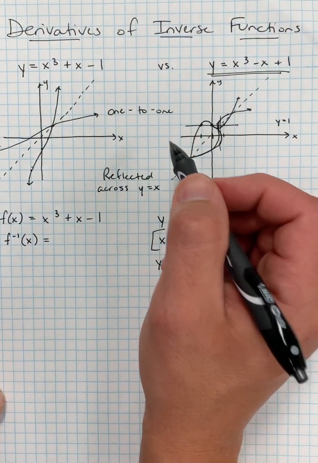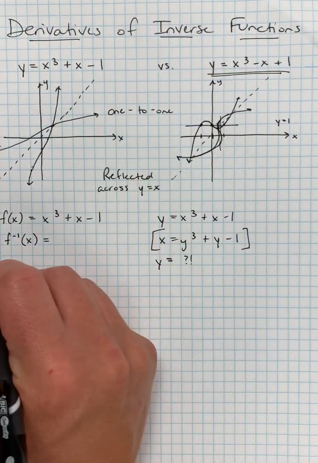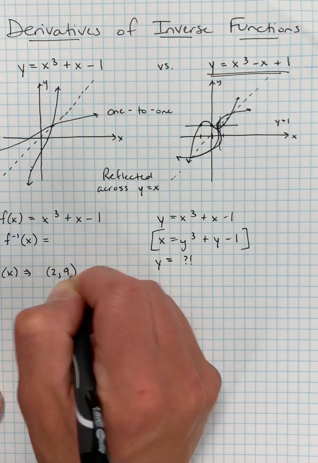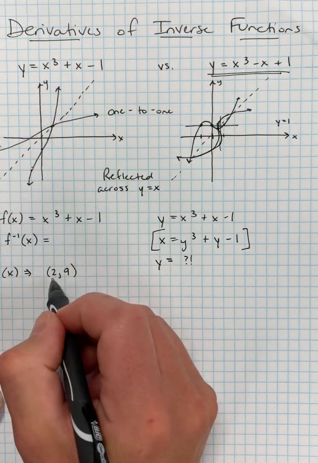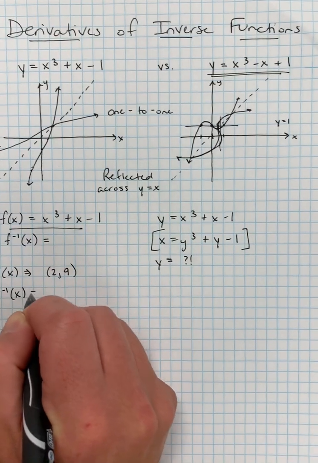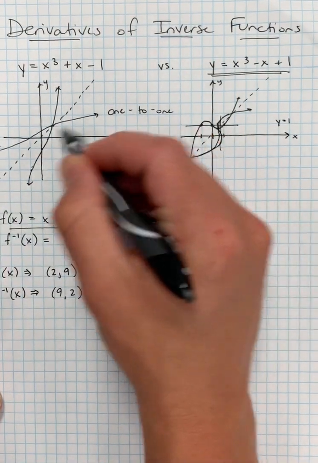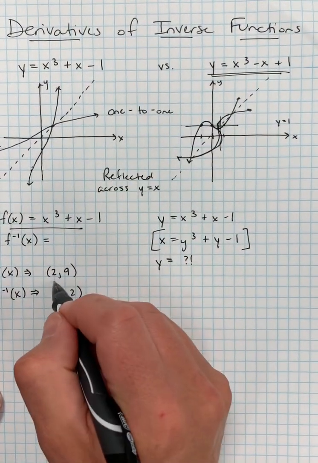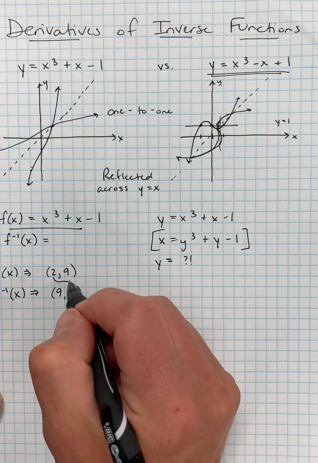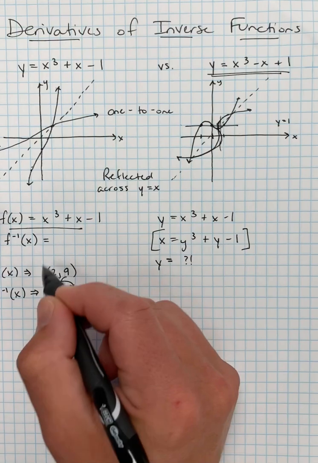So first, I want to consider what happens on an inverse function to the derivative as we switch inputs and outputs. We know that on f of x, the point 2, 9 exists. If we went over 2 up 9, that would be a point that's on this curve. That means that on the inverse, we have the point 9, 2. Because remember, that's what makes this reflection across y equals x occur. We switch inputs and outputs. The input on f became the output on f inverse, and the output became the input. And we're going to use this to our advantage.